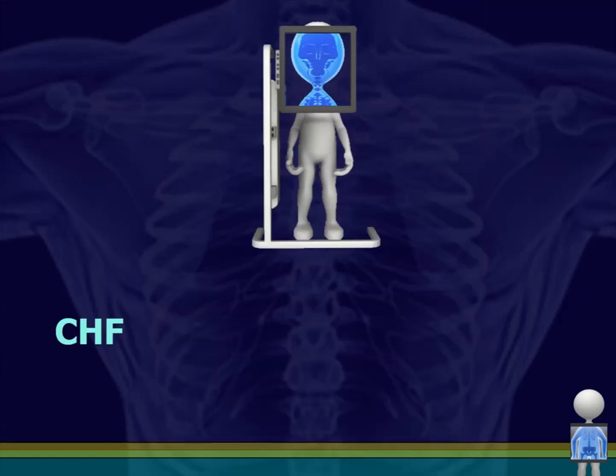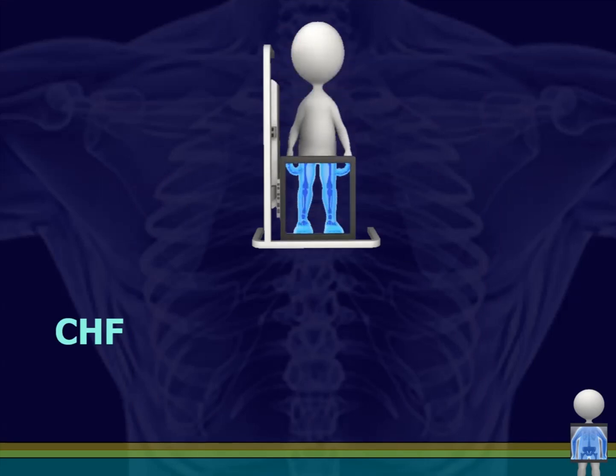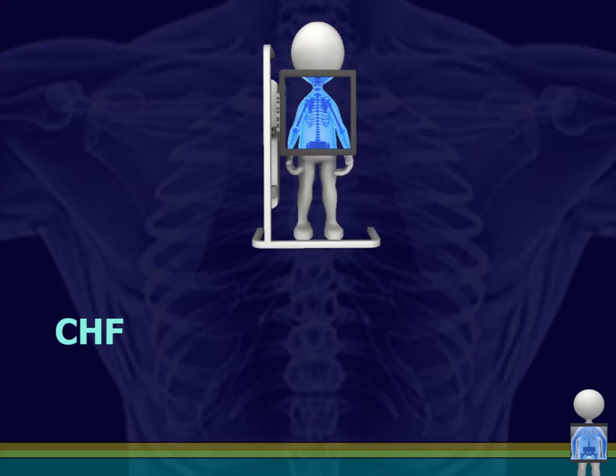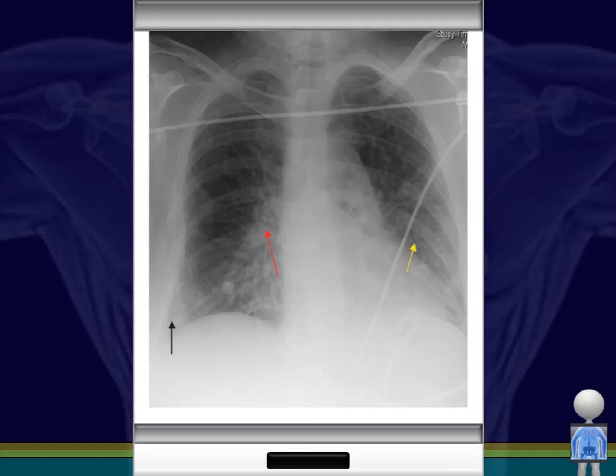Let's talk about how CHF might look on a chest x-ray. And what type of CHF, right or left? Left. So the left is the congestive heart failure that causes pulmonary problems or pulmonary edema. So here's pulmonary edema on a chest x-ray. That's what we're looking for.